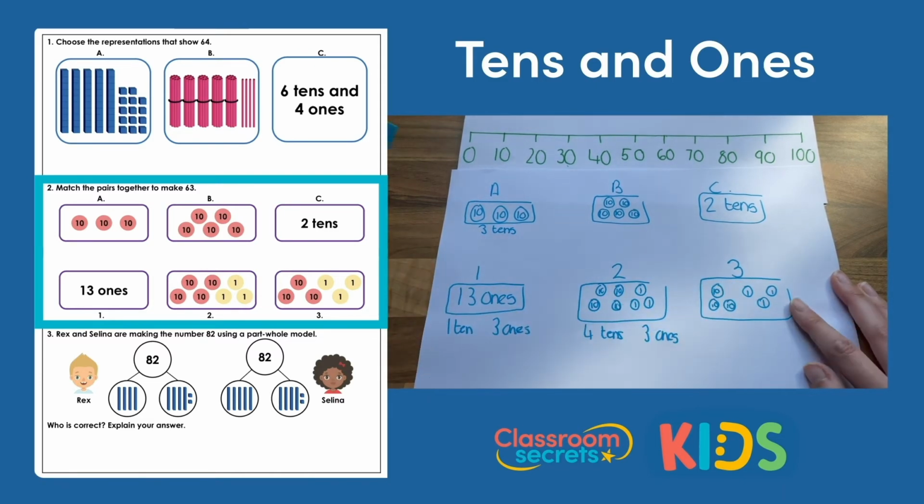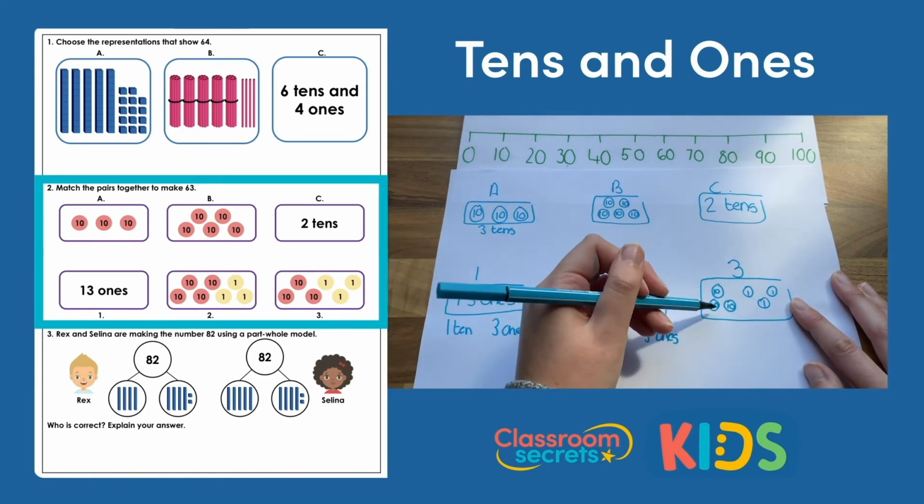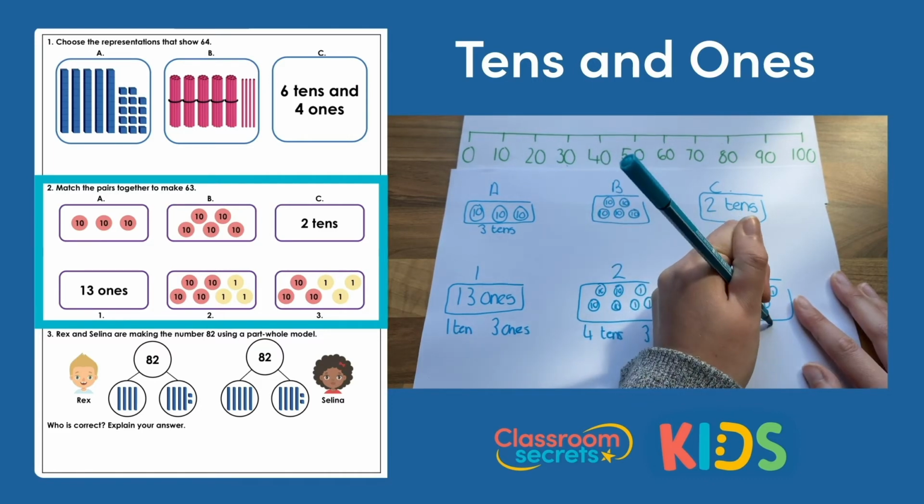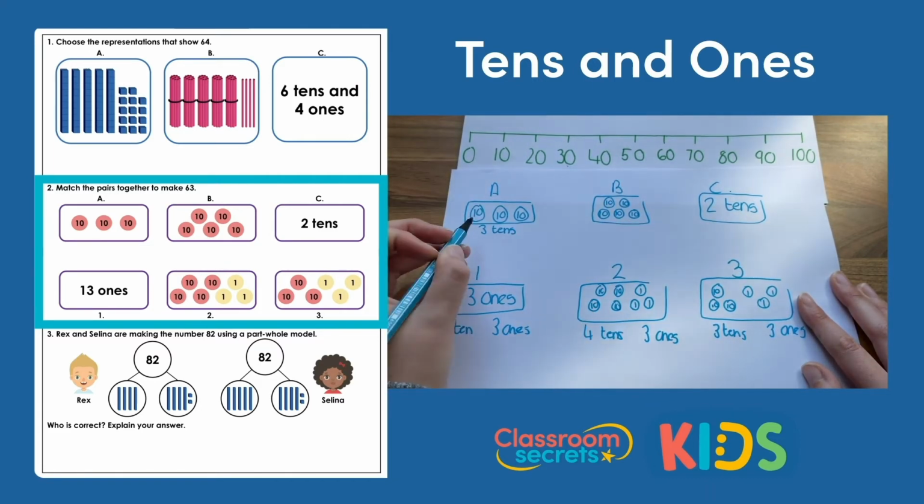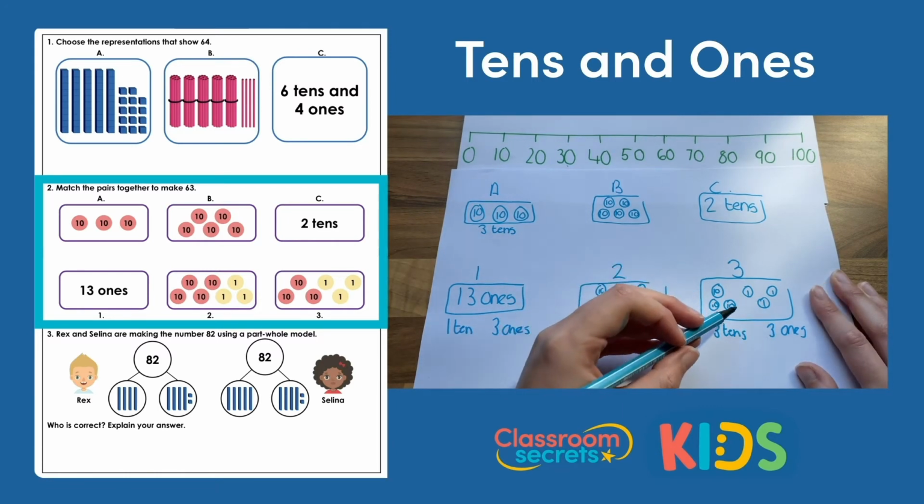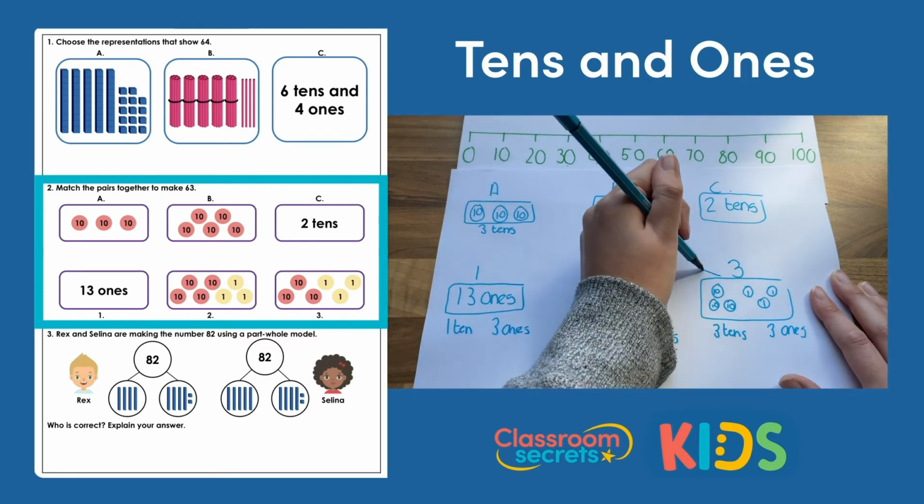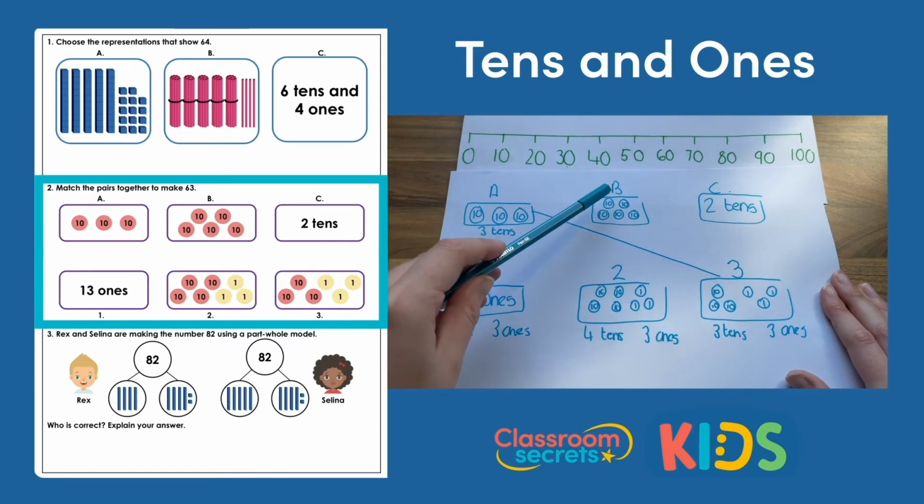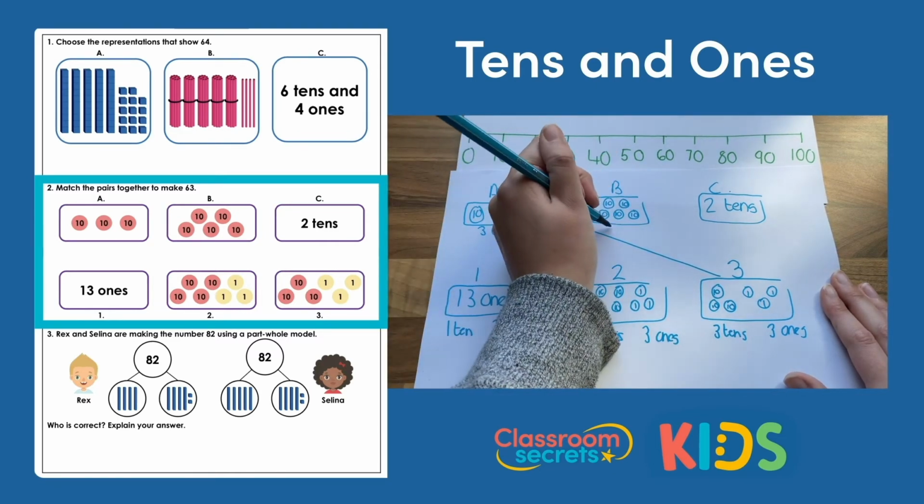That leaves us with this one. Hopefully, we can add to this to make 63. Let's find out. We've got 1, 2, 3 tens for 30 and 3 ones. Now, 3 tens and 3 more tens are 6 tens. And then 3 ones, 60 and 3. That does make 63, so these two cards match up. Let's move on to the next one for our card that says B. 1, 2, 3, 4, 5 tens there for 50.